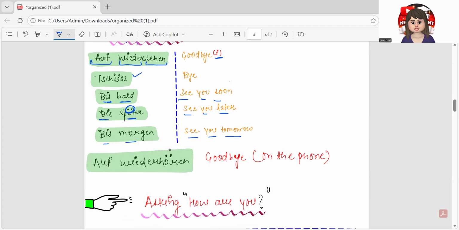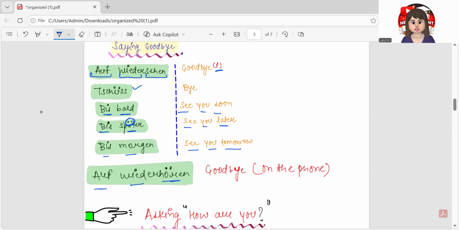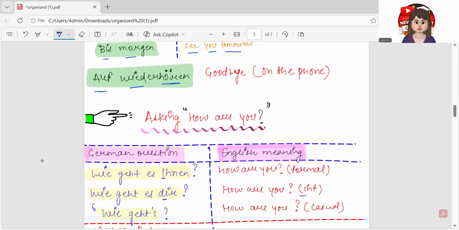Now, the next thing is that when you are on a phone call, you are not physically present at that moment. You are on the phone call and you are talking to your friend or, suppose, to your colleague. For saying bye on the phone call, you will say auf Wiedersehen. So how to say goodbye? One is Auf Wiedersehen, which is formal. Tschüss, bis bald, bis später, bis morgen, and Auf Wiedersehen. Okay, now let's move forward.